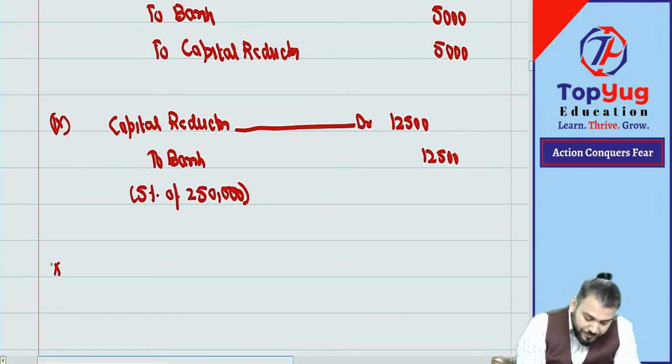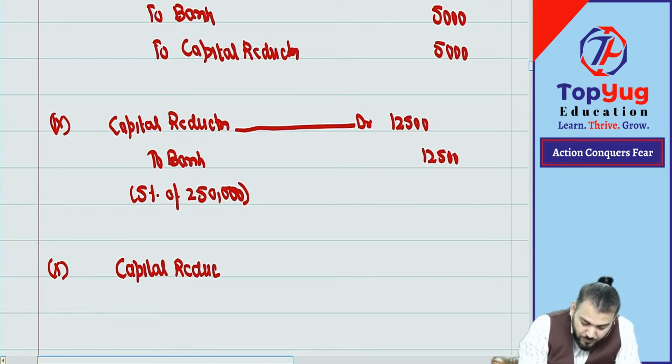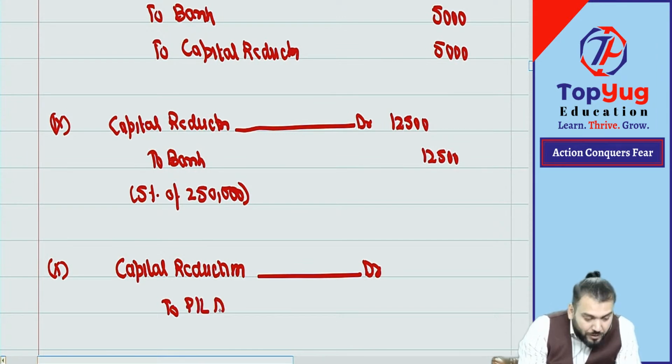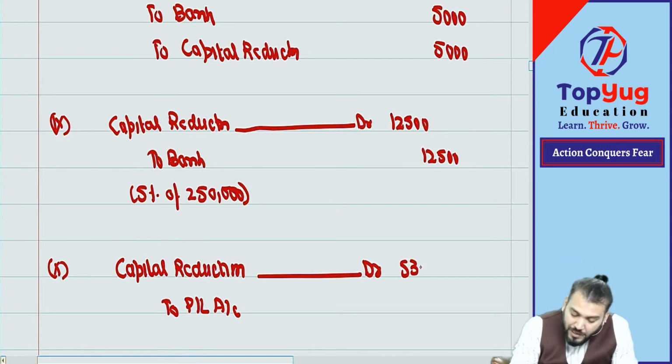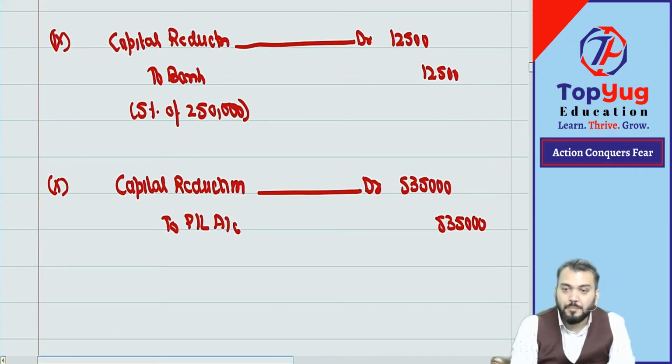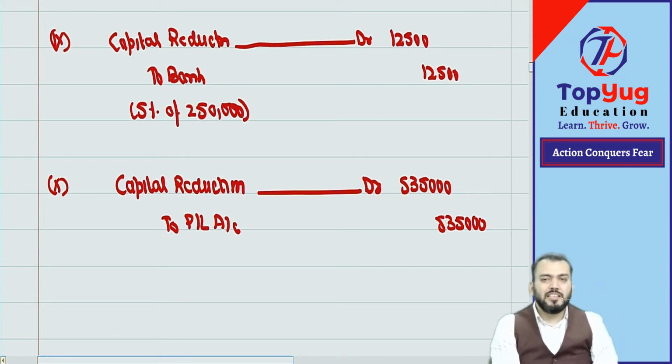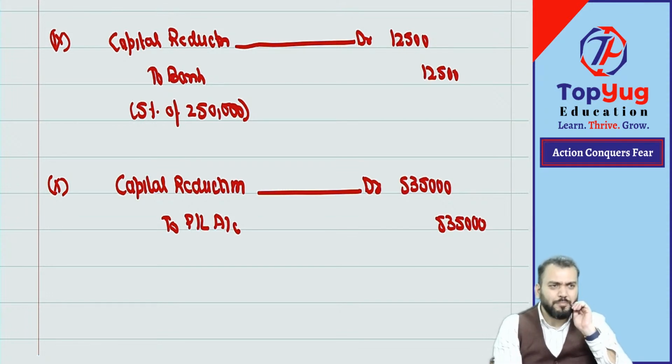So point number 10, capital reduction account debit, because this is the objective of this chapter. Even though the question is silent, we should write off the debit balance of P&L account. So how much is the debit balance of P&L account in this question? It is 5,35,000. And now can you give me the balance of capital reduction account? Do it in the calculator. In exam you can prepare the account. In class we'll do it in the calculator.